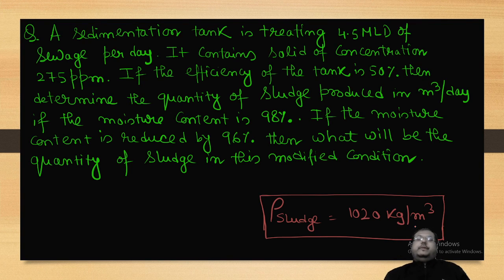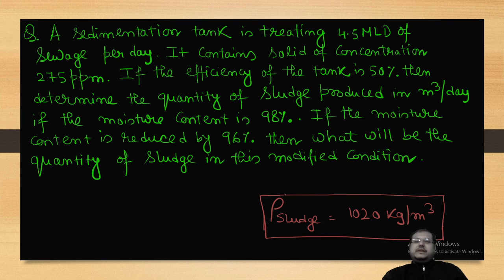Read the question. A sedimentation tank is treating 4.5 MLD of sewage per day. It contains solid of concentration 275 ppm. If the efficiency of the tank is 50%, then determine the quantity of sludge produced in meter cube per day, if the moisture is 98%. If the moisture content is reduced to 96%, then what will be the quantity of sludge in this modified condition?